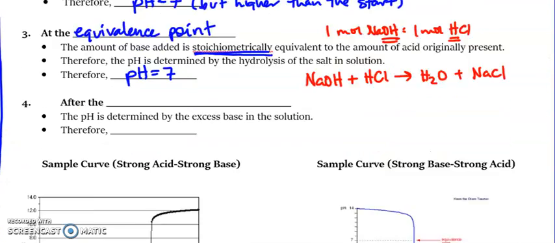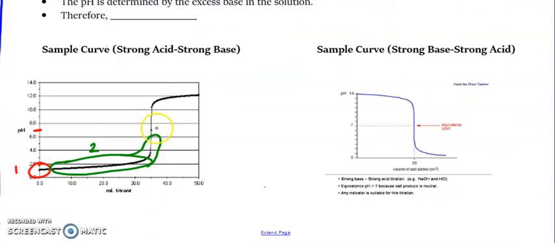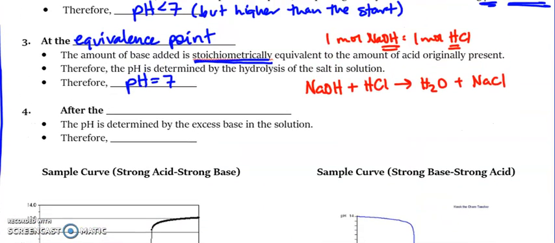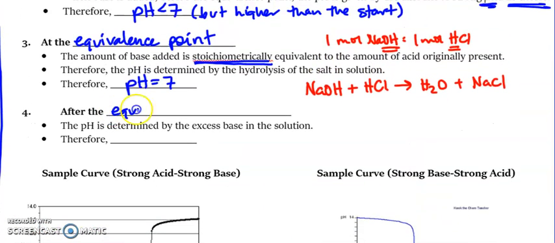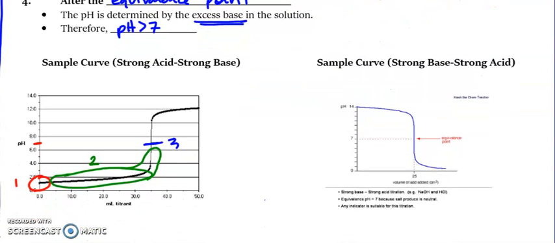We'll do this in blue, right here. This is our equivalence point, part 3. Then the last part is after the equivalence point, and the pH is now determined by excess base. We keep adding base, and now we have more base than acid, so our pH will be higher than 7. That would be up here. This is part 4.